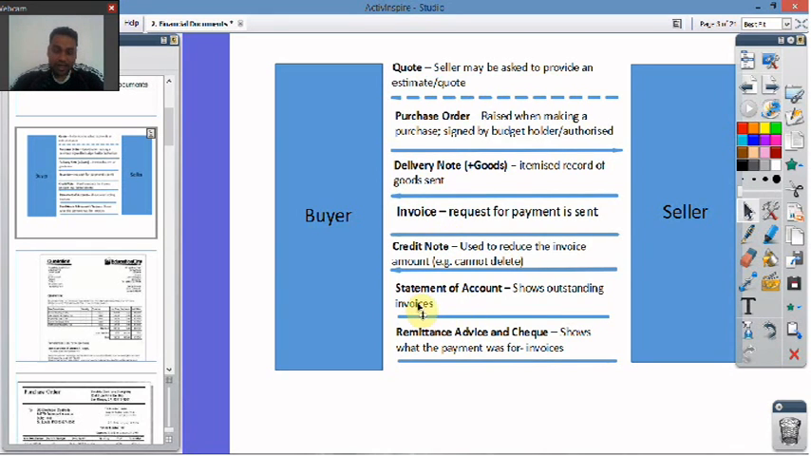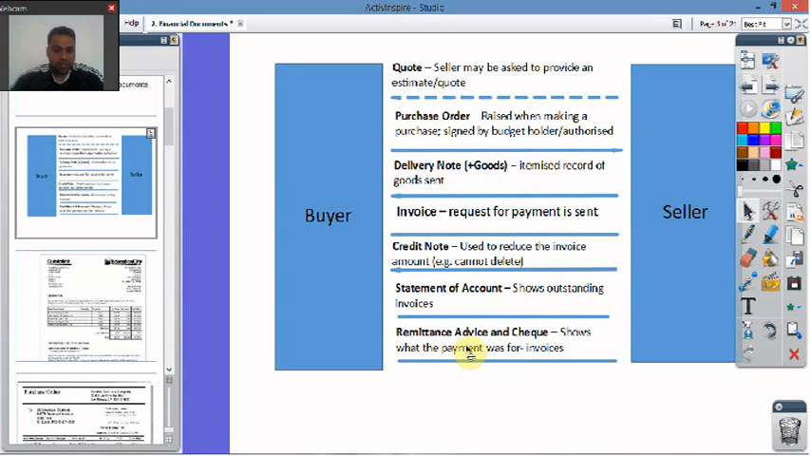The statement of account, this shows a list of all the outstanding invoices that need to be paid. It's normally sent at the month end so that the buyer knows what's outstanding, and they could deal with whatever's outstanding basically.